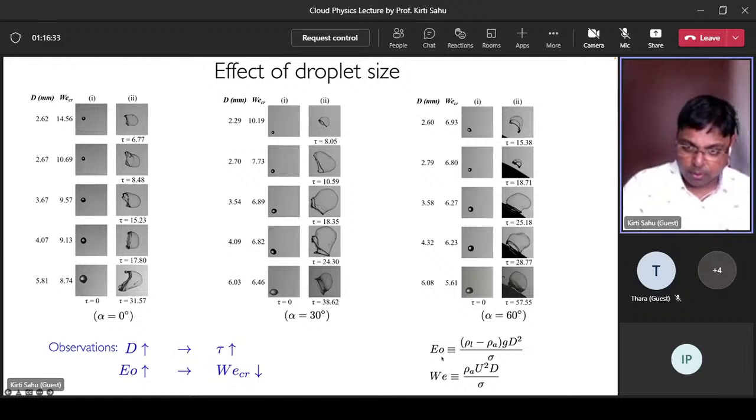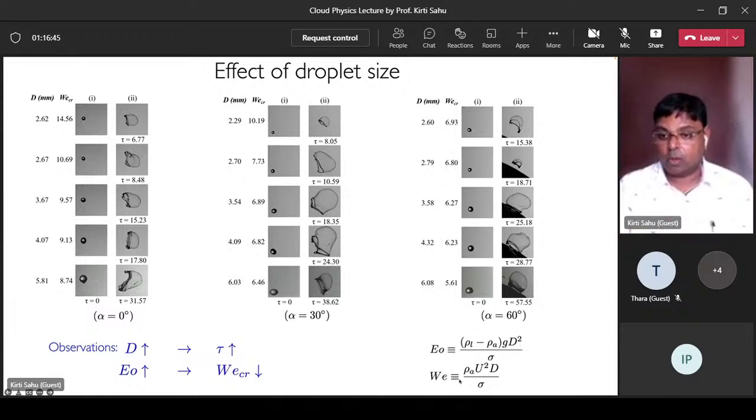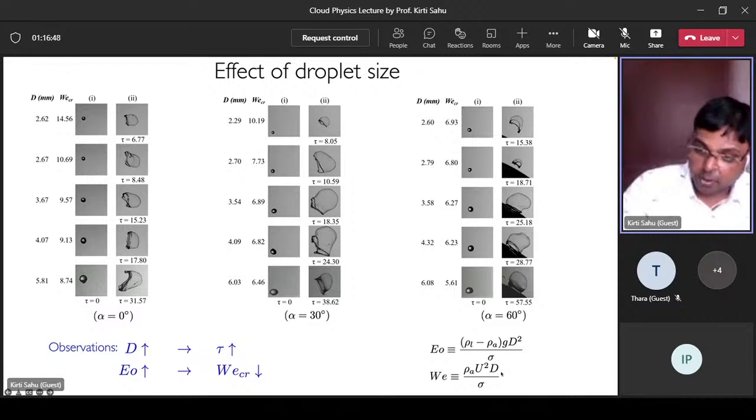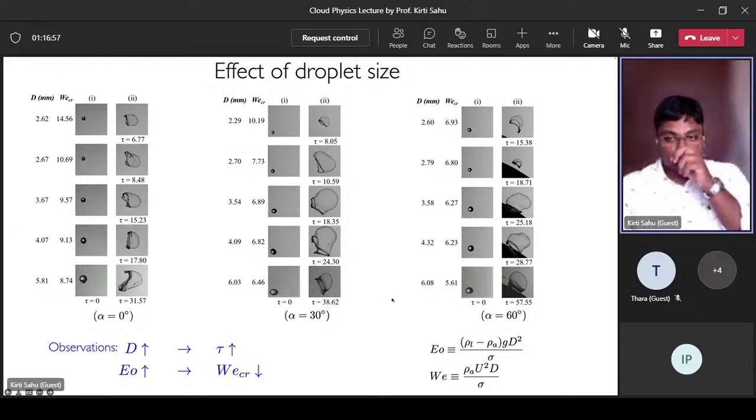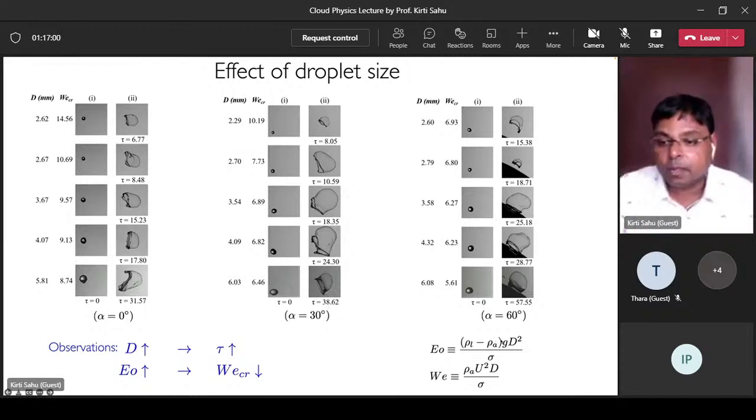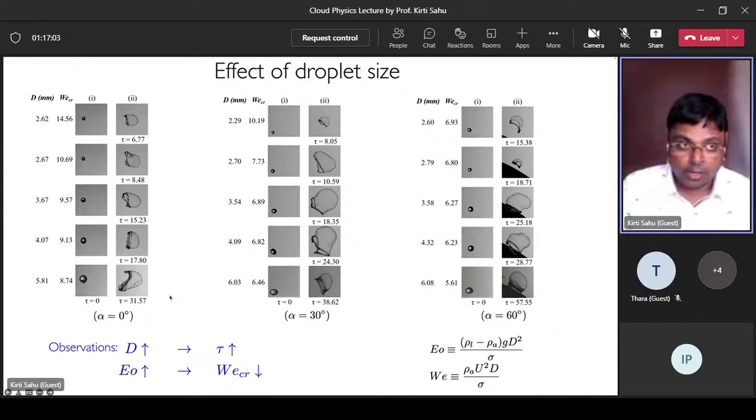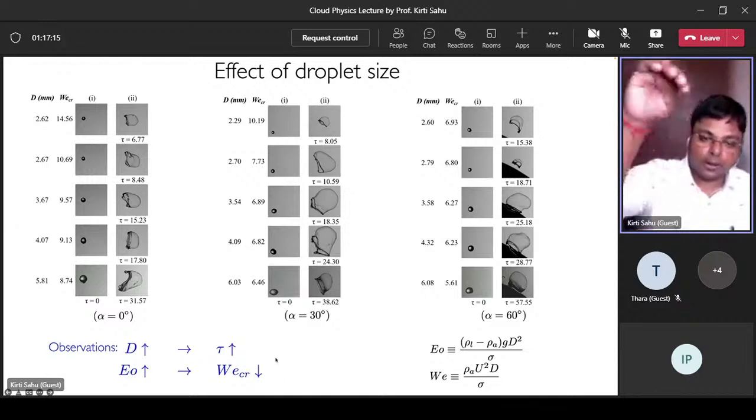You can see Bond number and Weber number are defined like this. As we increase the diameter of the drop, both Bond number and Weber number increase, but Bond number goes as d square and Weber number goes as d. So what happens is Bond number increases at a faster rate as we increase d. Bond number essentially tells the gravity force relative to the surface tension force. Now as we increase d, the Bond number increases faster, thereby decreasing the surface tension effect, and hence as we increase d, the critical Weber number requirement for bag breakup decreases.